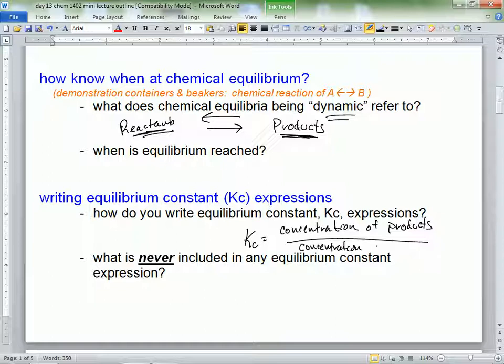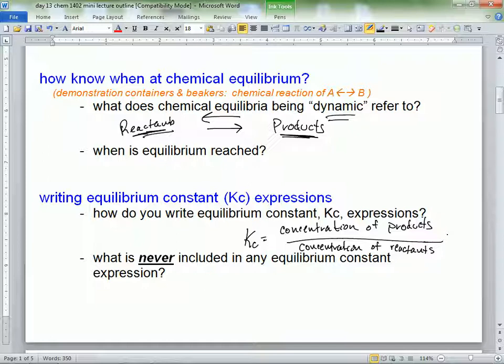So it's not too complicated of an expression to write, except there are some caveats. There are some tricks to it. Some things you never include in an equilibrium constant expression. Equilibrium constant expressions, these Kc's, products over reactants, they never include what?